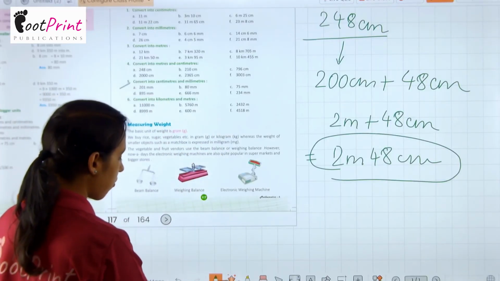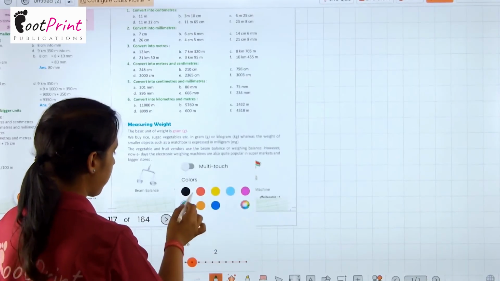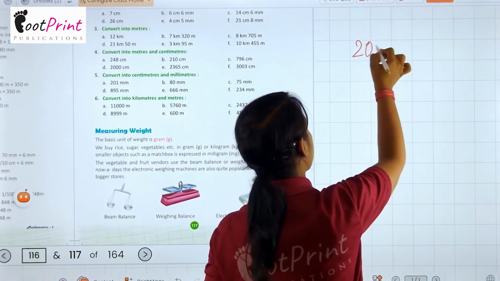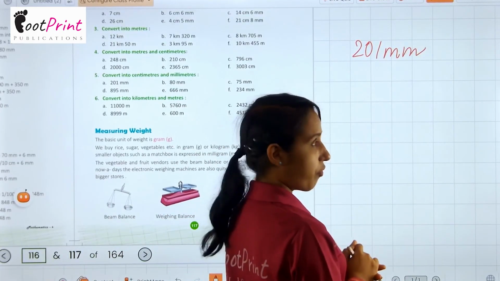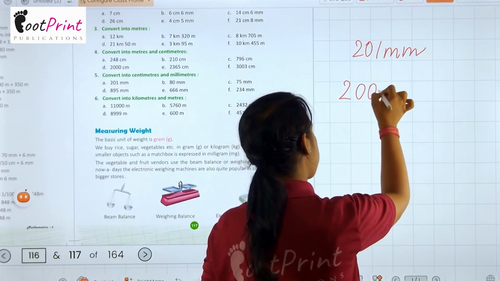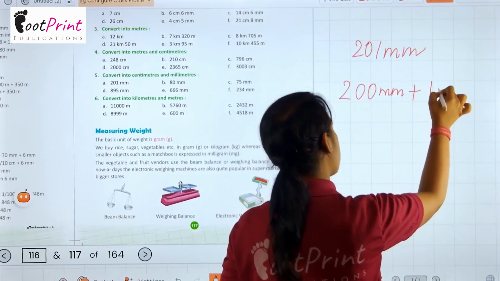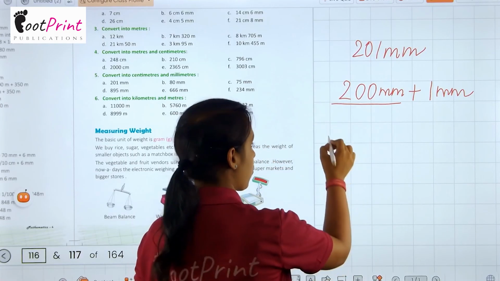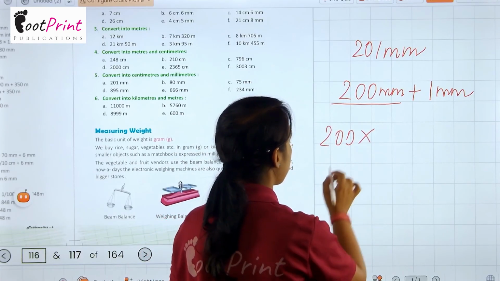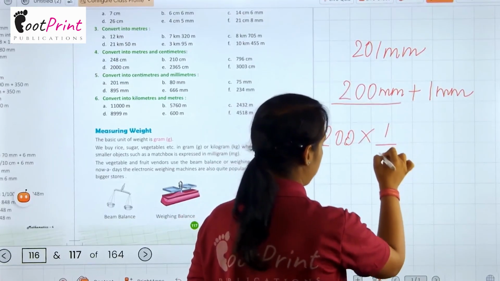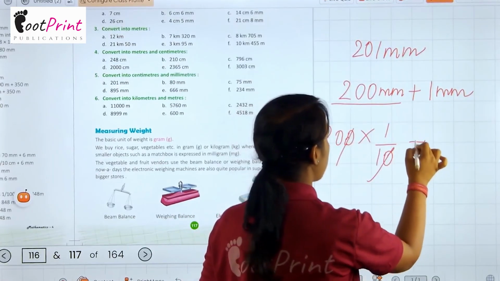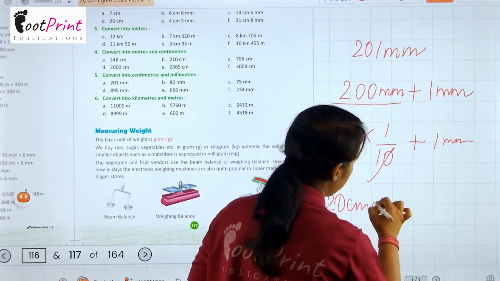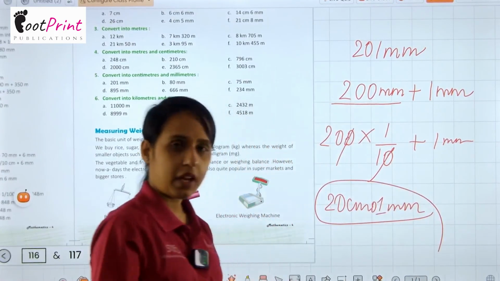Next question number 5 we have. So in question number 5, convert into centimeter and millimeters. So here we have 201 millimeter. Okay, we know that it will become 200 millimeter plus 1 millimeter. Okay, so 200 millimeter को हम किससे डिवाइड करेंगे बच्चों? 10 से, क्योंकि सेंटीमीटर में कितने मिलीमीटर होते हैं? 10. So we will divide it by 10. So we get here 20 plus 1 millimeter. So we can write here 20 centimeter and 1 millimeter. Okay, this is our answer.